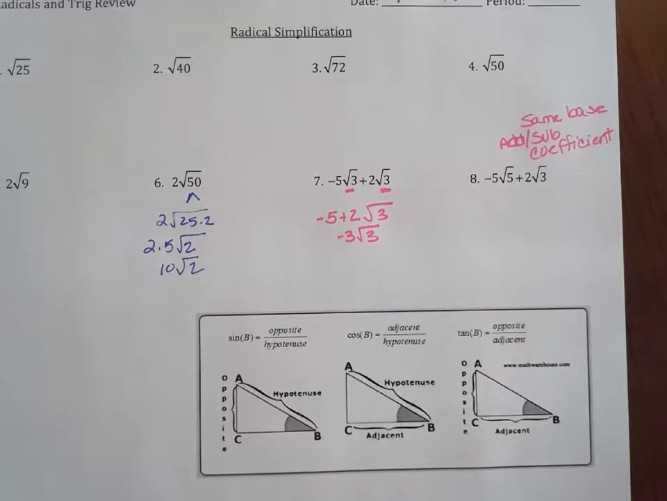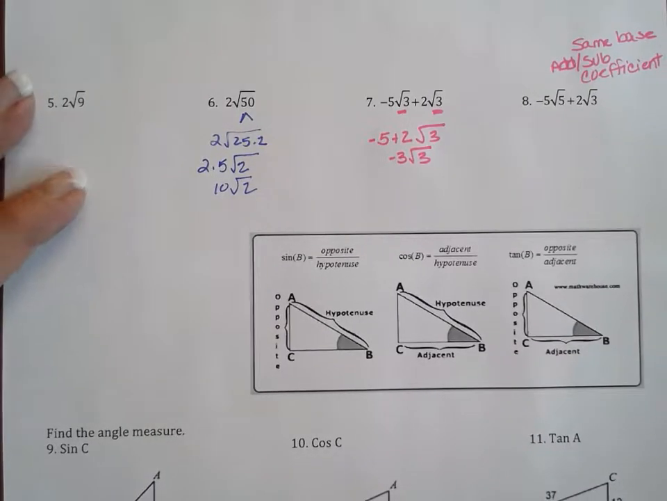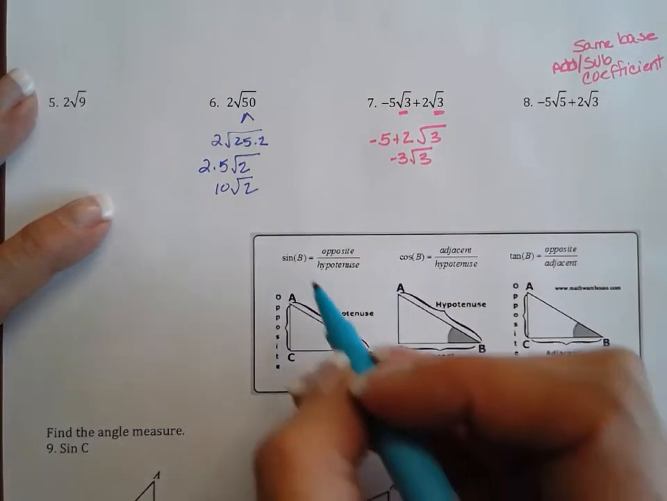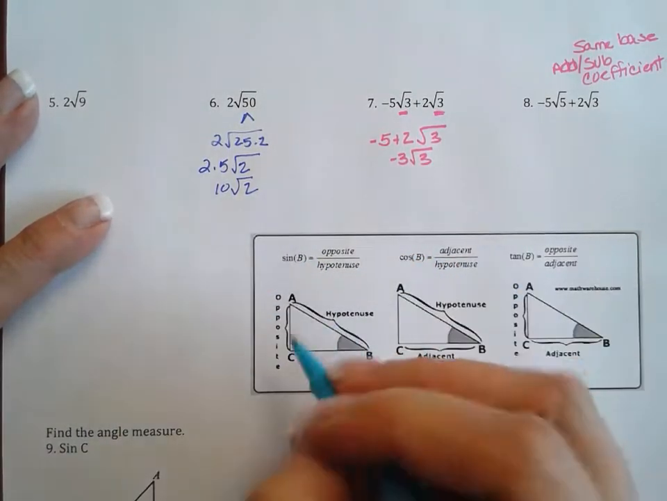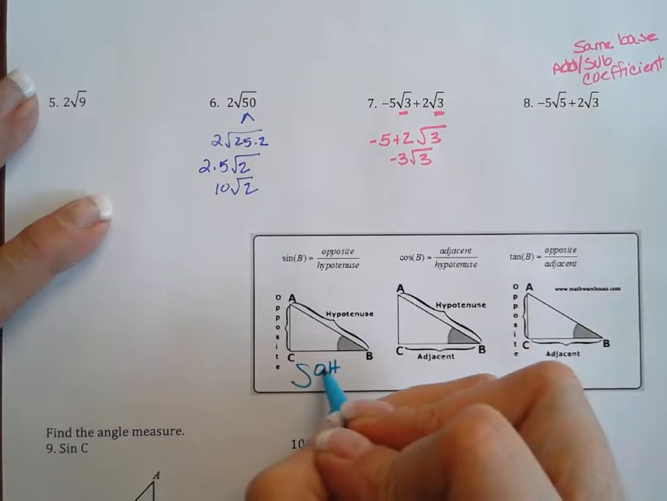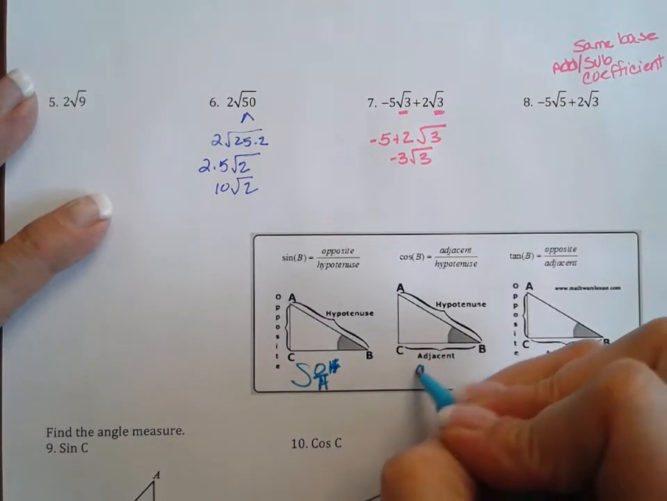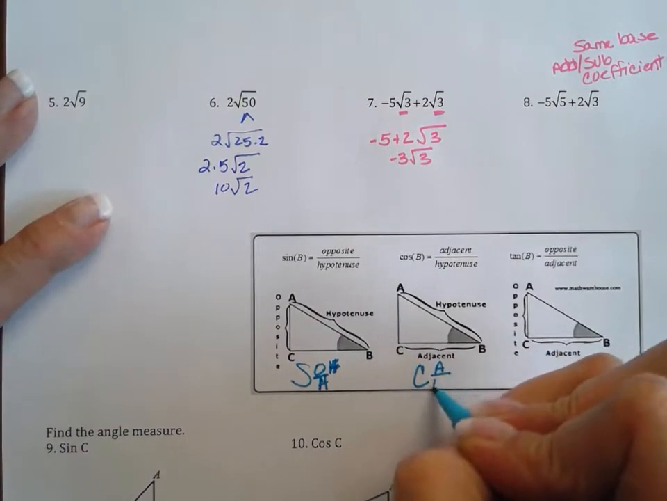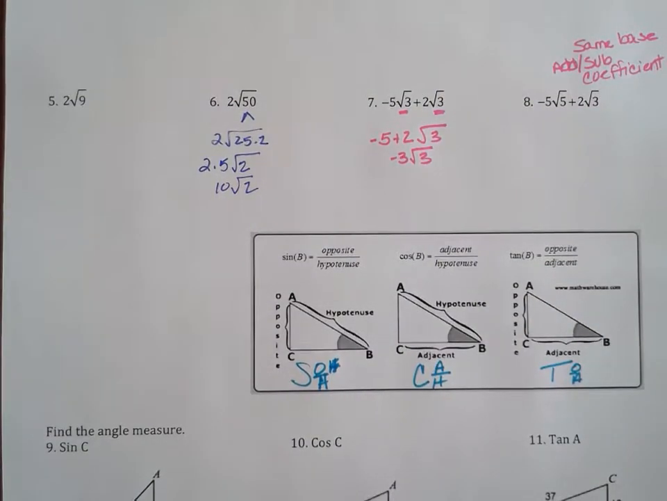Okay. Trig. SOHCAHTOA. I always wrote it as sine or so. Wait a minute, I'm writing this backwards. So, SOHCAHTOA, to help me remember what went where.